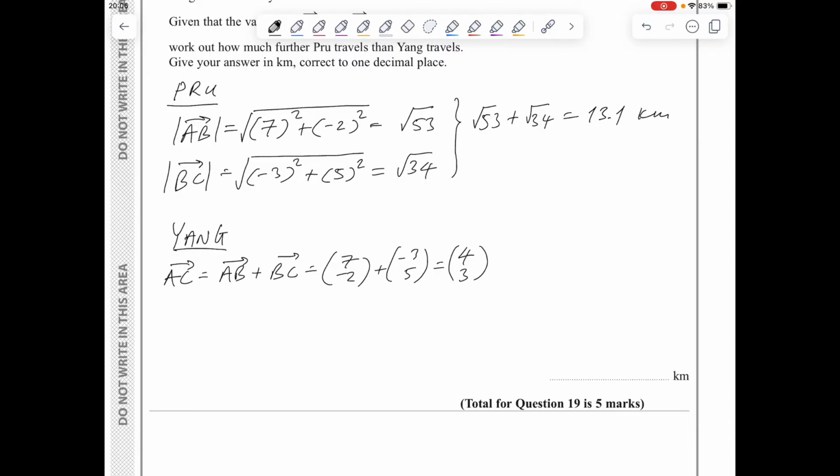And I'm going to find the magnitude of vector AC. So I've got 4 squared plus 3 squared. Take the square root of this and you get 5 kilometers. So 13.1 minus 5 will give me 8.1 kilometers.